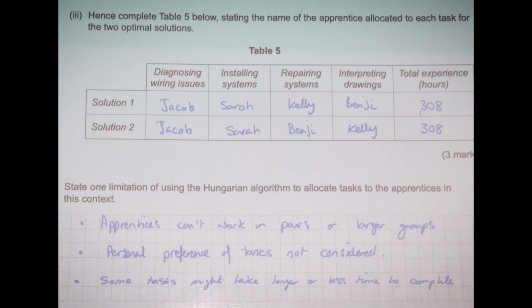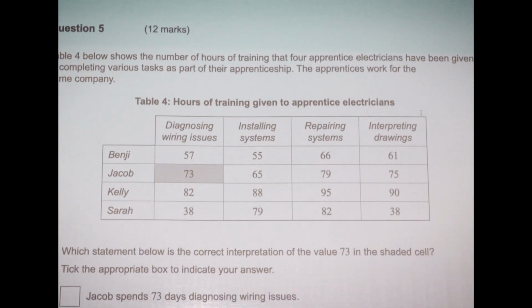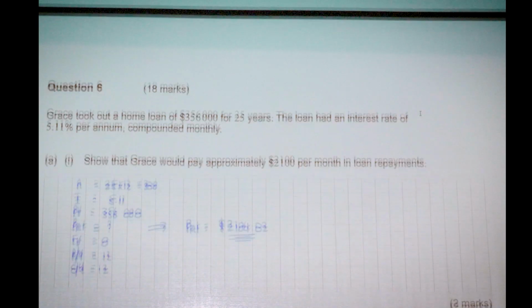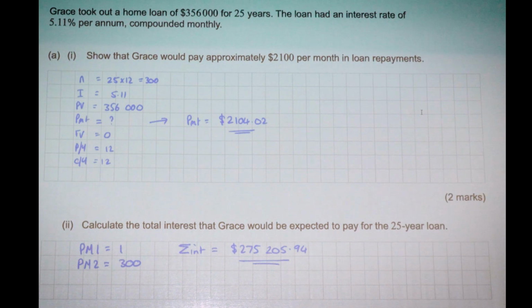We then go on to look at the Hungarian algorithm process itself. So we've given the original array, we've performed the first step. It's a maximization problem, so we're just asking what has actually happened in this case. And essentially, the 95, which was the largest value, every other value we've done 95 minus that value. So anything along the lines of we've been doing a subtraction around that value.